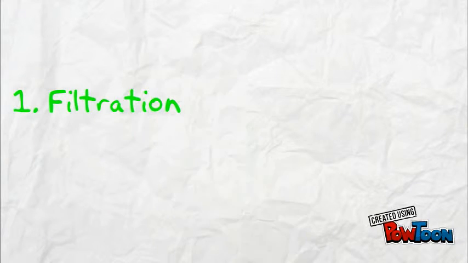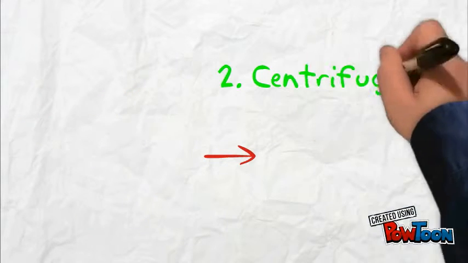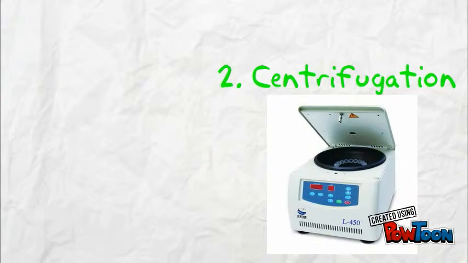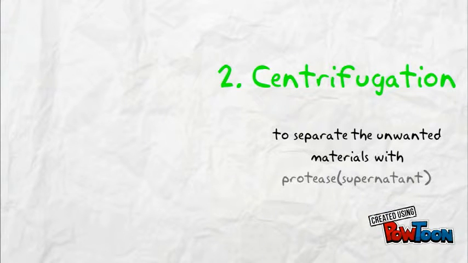The downstream process starts with the filtration process. Filtration is to separate the product from the biomass. The second step is the centrifugation process. Centrifugation is to separate the supernatant, which contains the protease, from the pellets.